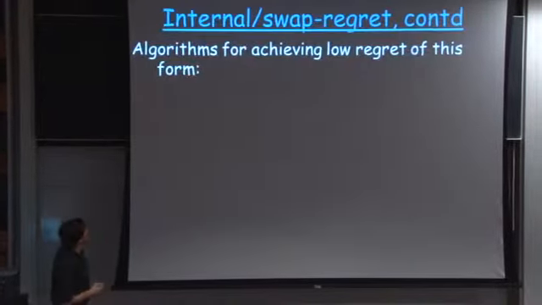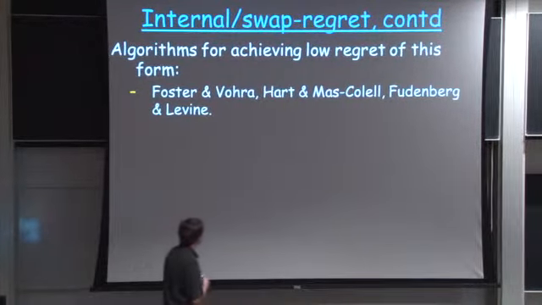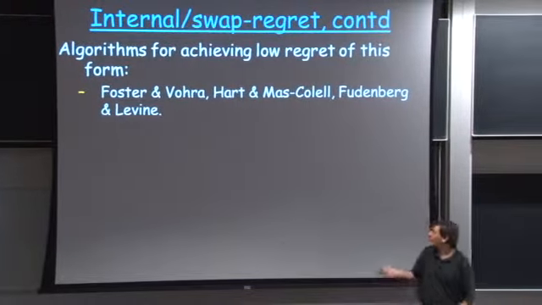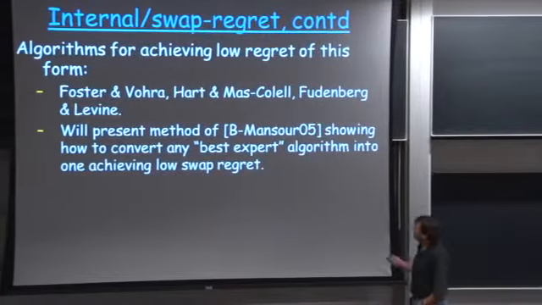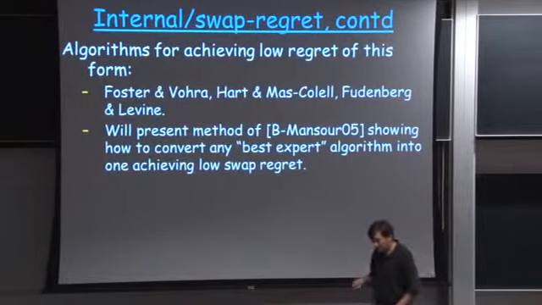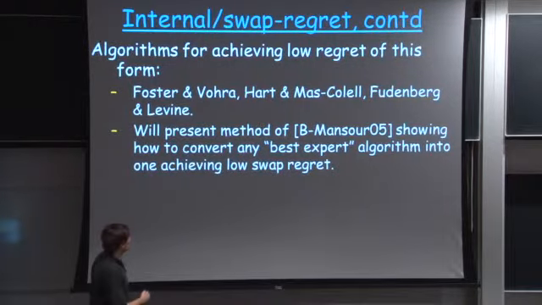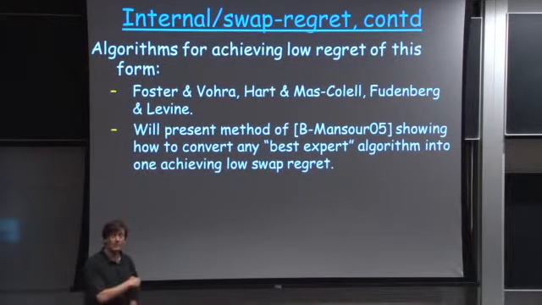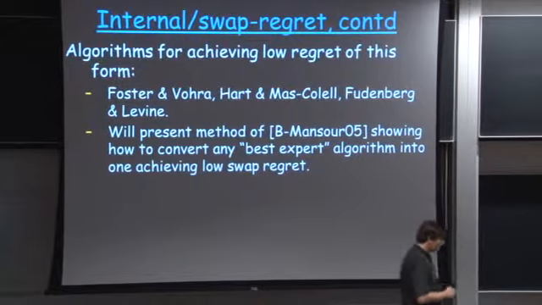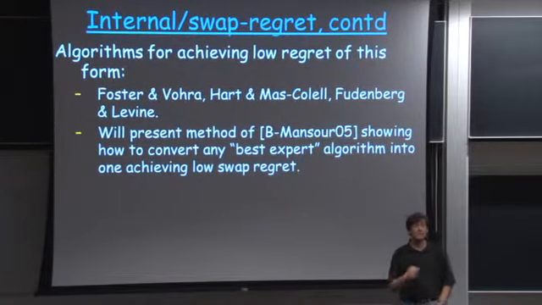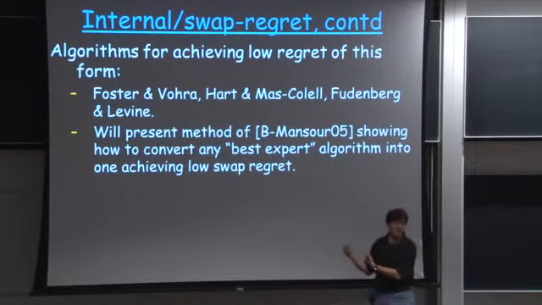Okay, so algorithms for achieving low regret of this form. Foster and Vohra gave a very nice algorithm for this. Hart and Mas-Colell, Fudenberg and Levine. There's a number of algorithms for doing this. What I'm going to do is just present a method that, given what we've talked about, I think is going to be the easiest, where we're just going to convert an algorithm for the previous kind of regret, like the randomized weighted majority, into one that does this. So I'm going to use randomized weighted majority as a subroutine and just interface between that and the world. A lot like, remember, we did with the bandit problem, where we interfaced between the randomized weighted majority algorithm and the world. This is going to be just a little bit different kind of interface.